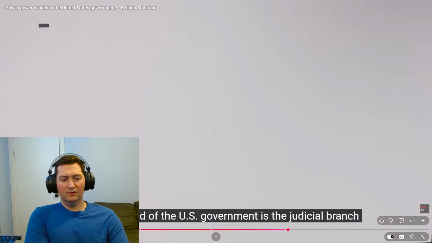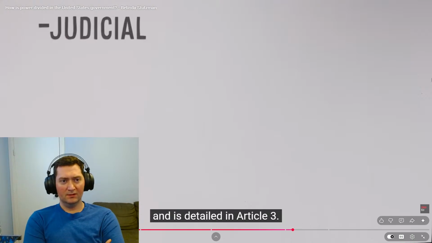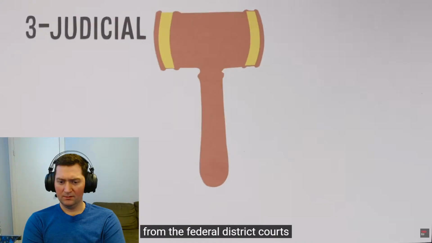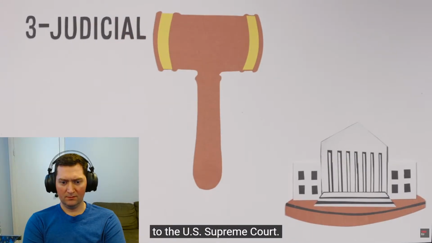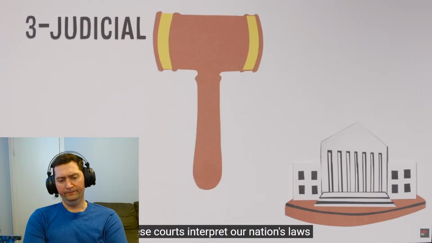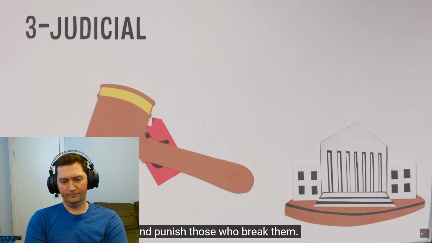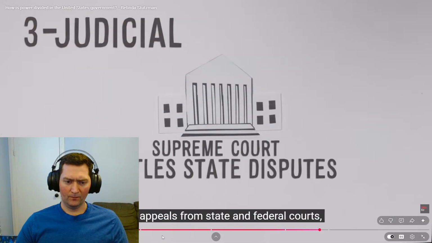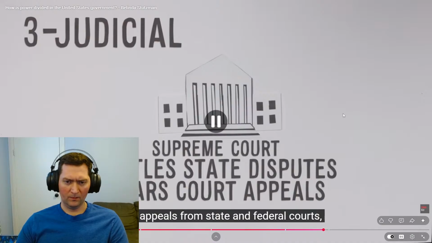The third branch of the U.S. government is the judicial branch and is detailed in Article 3. This branch is comprised of all the courts in the land, from the federal district courts to the U.S. Supreme Court. These courts interpret our nation's laws and punish those who break them. The highest court, the Supreme Court, settles disputes among states, hears appeals from state and federal courts.